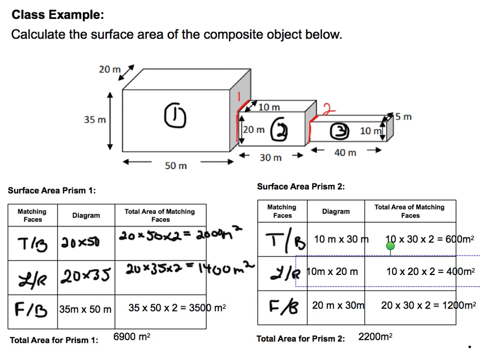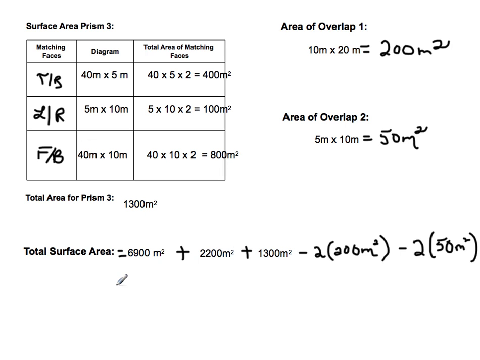Okay, so let's go and now let's calculate, and I'm definitely going to use my calculator for this one. So I'm going to add up my first. So I'm going to add up 6,900 plus 2,200 plus 1,300. And I'm going to get 10,400 meters squared just for adding up all the surface areas.